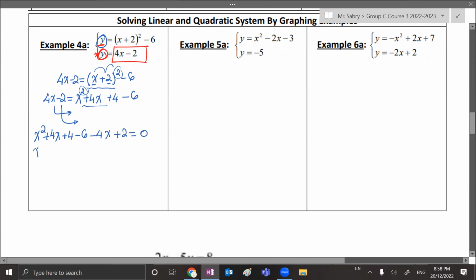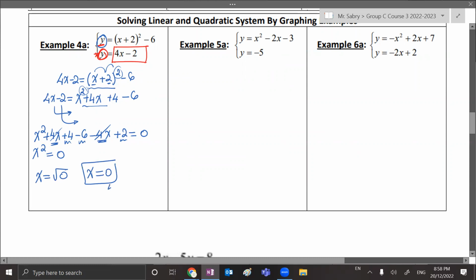Like terms together: x squared, and then positive 4x and negative 4x will remove each other. 4 minus 6 plus 2 will become a 0. So x squared equals to 0. So this means that x is equal to square root 0, meaning x equals to 0.